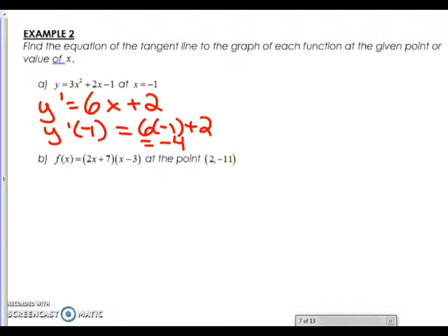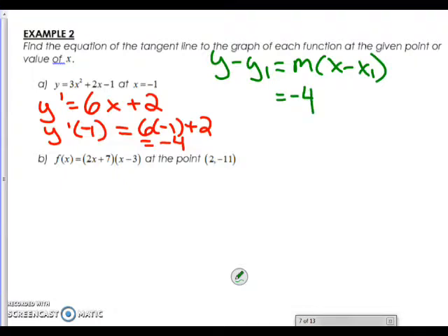This is where you have to be really careful on what you're plugging into things to get your things straight. So if you're plugging into the derivative, you're going to get your slope, okay? So again, just to recall the point slope formula, remember it's y minus y1 equals m parentheses x minus x1. We just figured out that -4, so I know that -4 goes there. Then I have x, that's going to stay there, minus x1. Well, they gave me the x value, so minus a -1 is going to be a +1.